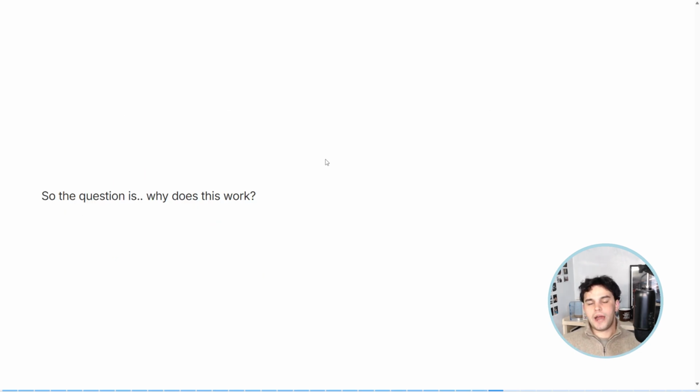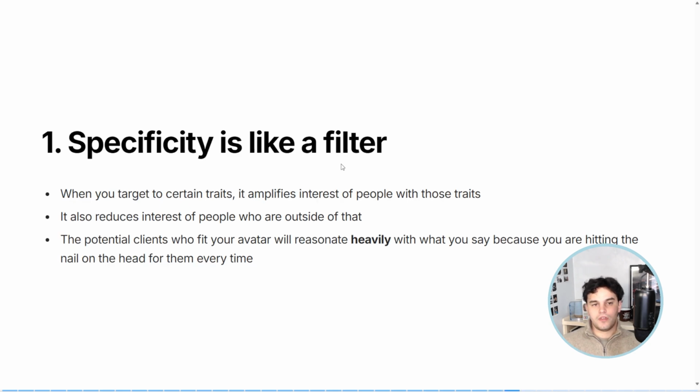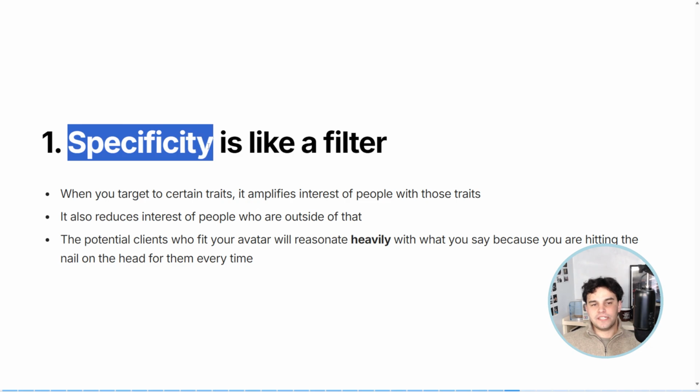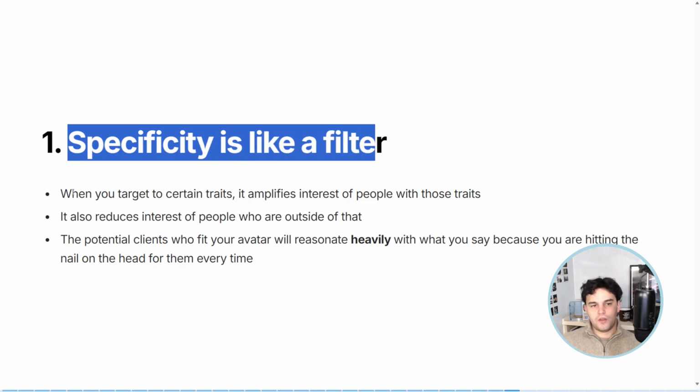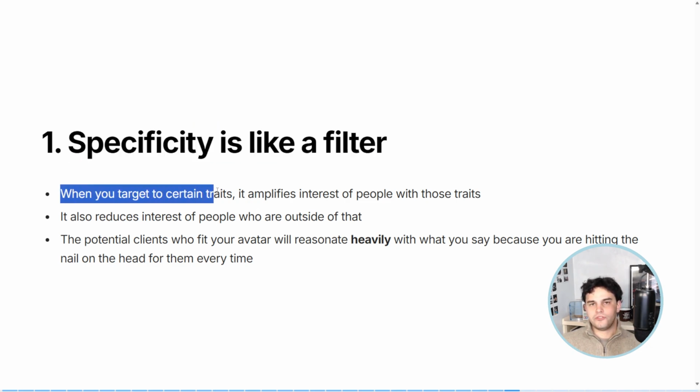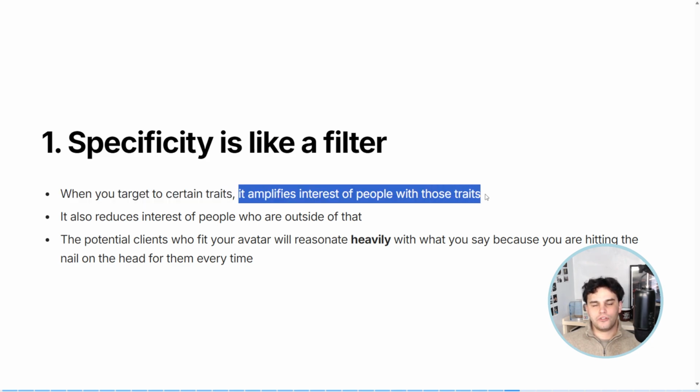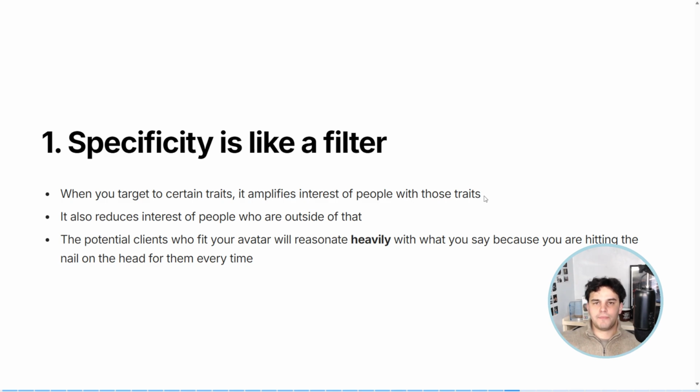So the question is, why does this actually work? I'm going to break it down in 3 different ways. The first way is that specificity is like a filter. When you target certain traits of the ideal client that you're looking for, it amplifies the interest of people with those traits. So if you're really specific about traits, about scores that they achieved, about disappointments that they experience at certain times of the year, it amplifies the interest greatly because that person is resonating with that message very, very specifically.